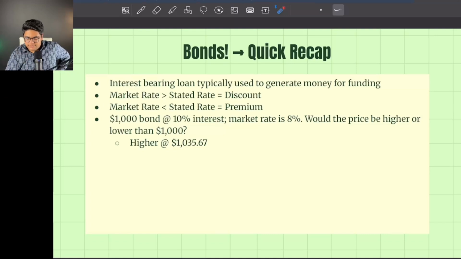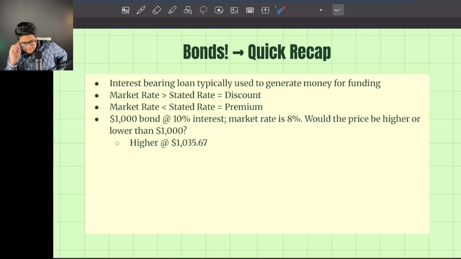There are two kinds of interest rates. Number one is the market rate, and number two is the stated rate. The stated rate is whatever the bond offers. For example, you have a $1,000 bond at 10% interest. The stated rate is 10% interest. The market rate is what you would generate if you were to put that money in the bank or just the general market. In my example, I have 8%.